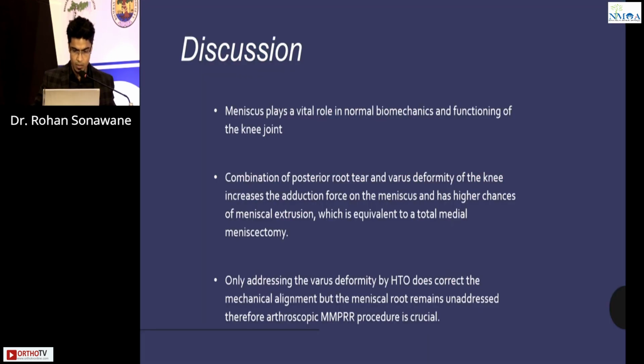Meniscus plays a vital role in normal biomechanics and functioning of the knee joint. The combination of posterior root tear and varus deformity of the knee increases the adduction forces on the meniscus and has a higher chance of meniscal extrusion, which is equivalent to total meniscectomy.